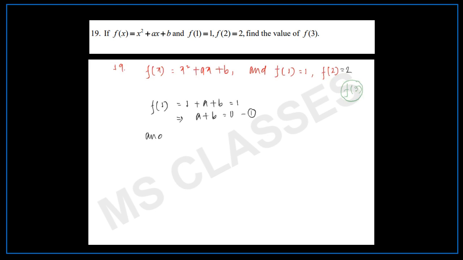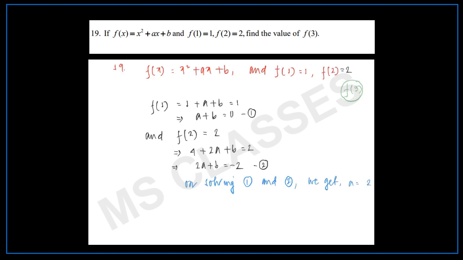And f of 2 equal to 2. Now this gives us 4 plus 2a plus b equal to 2. Now this gives us 2a plus b equal to minus 2. This is equation 2. Now we will solve 1 and 2. On solving 1 and 2, we get a equal to minus 2 and b equal to 2.